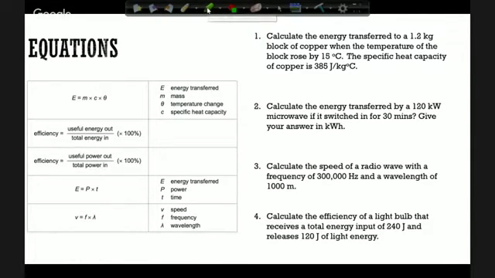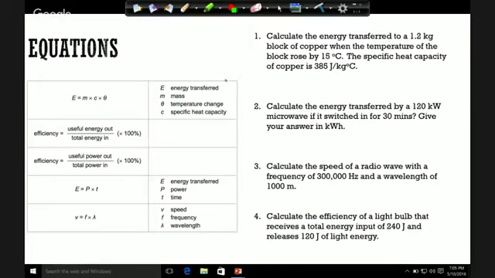So you need to get your highlighter in your exam or underline the key points. You just need to read through the question, underline what they give you, and then select the correct equation from the sheet. So let's go through these 4 and then I'll give you some to do.